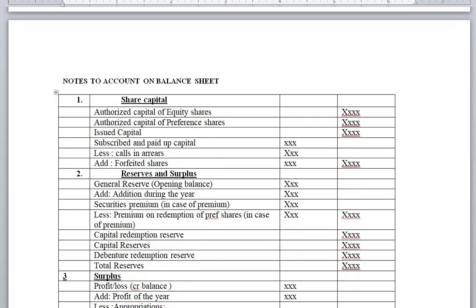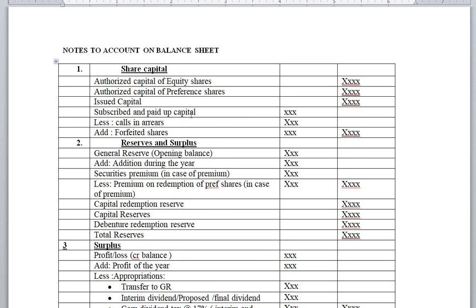Note number 1 consists of, in some companies or in some balance sheets, two types of shares, which are equity shares and preference shares. Whatever the authorized capital given for the equity shares and the authorized capital given for the preference shares will be noted separately. It should be shown separately. You cannot combine equity and preference shares together. For authorized capital of equity shares, whatever the amount given in the question, you just write it down in the outer column and give a double line so that it is known as balanced.